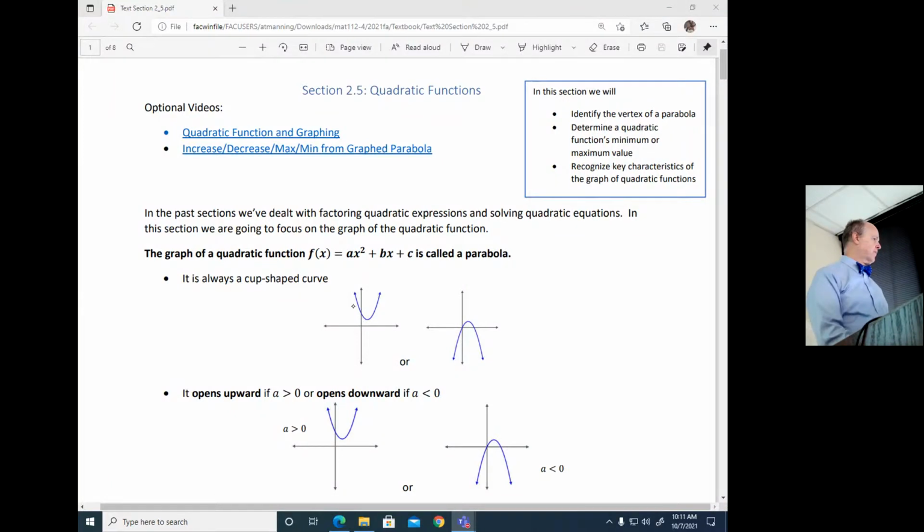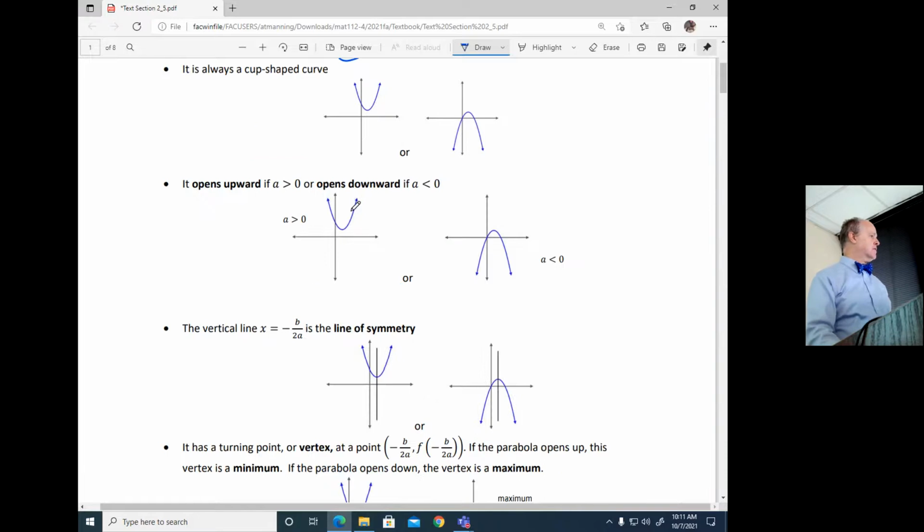brain relaxation. Okay, that ax squared, they explain it this way. With a non-zero a, you're going to have a curve either going up or going down. And of course, it depends on whether a is positive or negative. Positive a, curve up, negative a, curve down.